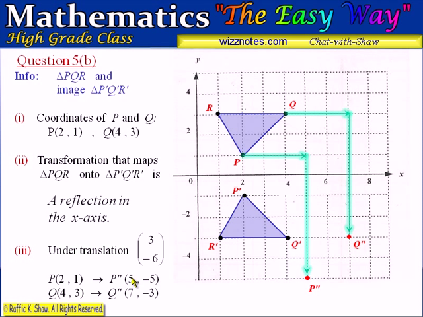2 plus 3 is 5. 1 minus 6 is negative 5. 4 plus 3 is 7. 3 minus 6 is negative 3. So we could have done it by calculation, or we can do it by construction as shown on the graph.